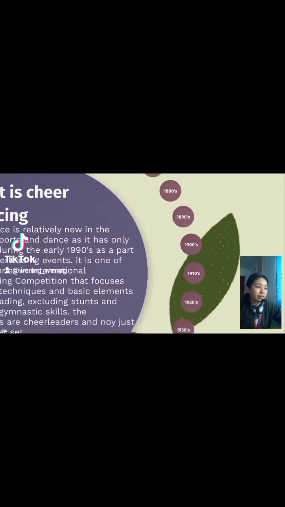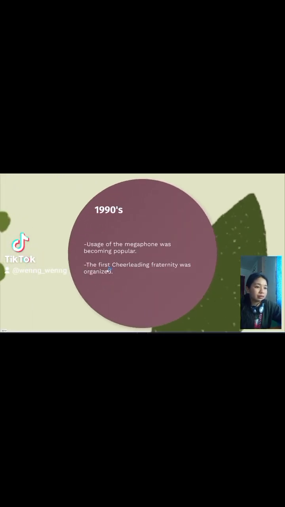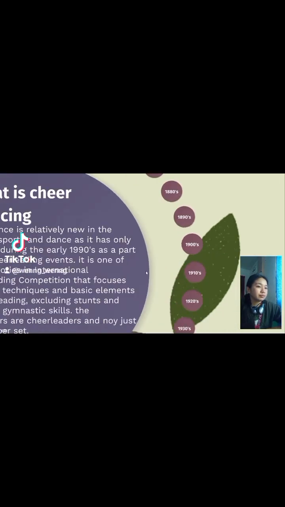And in the 1900s, this is the continuation of the megaphone. Megaphones became popular in cheerleading. It is also when the first cheerleading fraternity was organized. A fraternity is a group of people, members of an association or organization that promotes community and mutual support for a common goal. And in cheerleading, they had this cheerleading fraternity. So that is the 1900s.